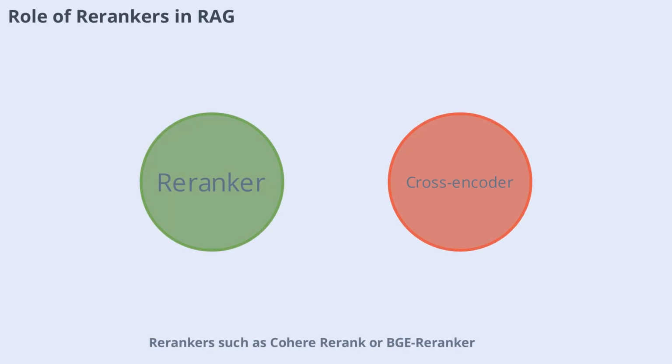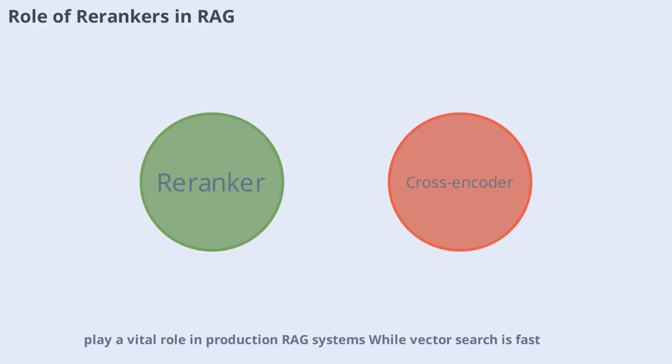Rankers such as Cohere Rank or BGE Ranker play a vital role in production RAG systems. While vector search is fast, it often lacks deep context understanding. Rankers use cross-encoders to evaluate the semantic relationship between queries and retrieved chunks, narrowing down results for higher accuracy. For example, pulling the top 50 documents via vector search and re-ranking to the top 5 ensures precise answers with minimal latency. This step is essential for enterprise-grade retrieval quality.